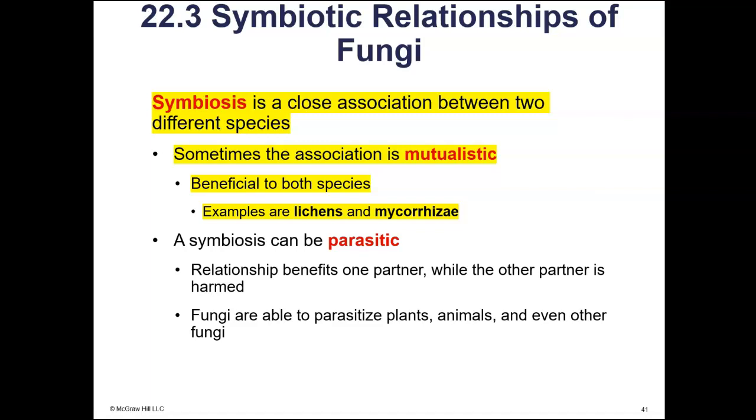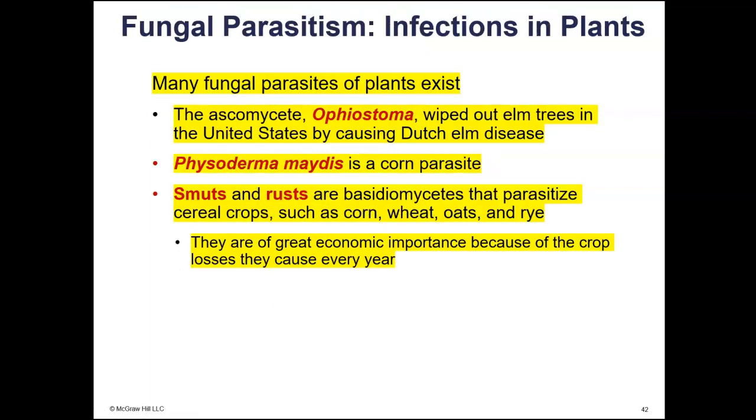Now, our section 3, because a lot of this overlaps with content that we've already discussed, I'm going to cover it real quick. It's on symbiotic relationships of fungi, and of course, symbiosis is a close association between two different species. If it's mutualistic, then both species benefit. The examples of symbiosis that we are going to look at are lichens and mycorrhizae.